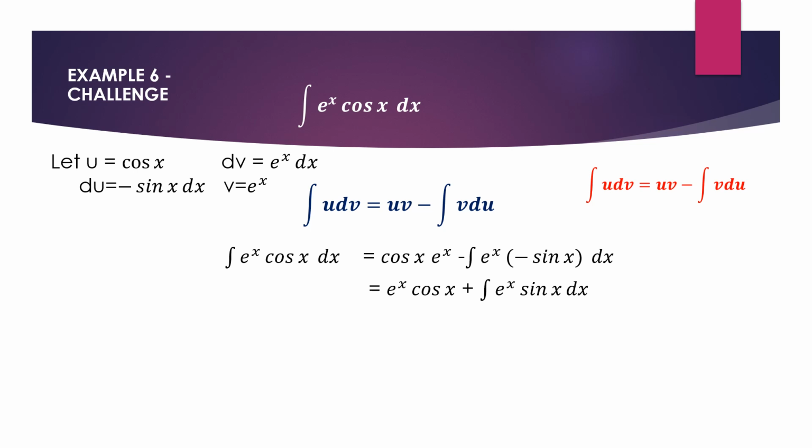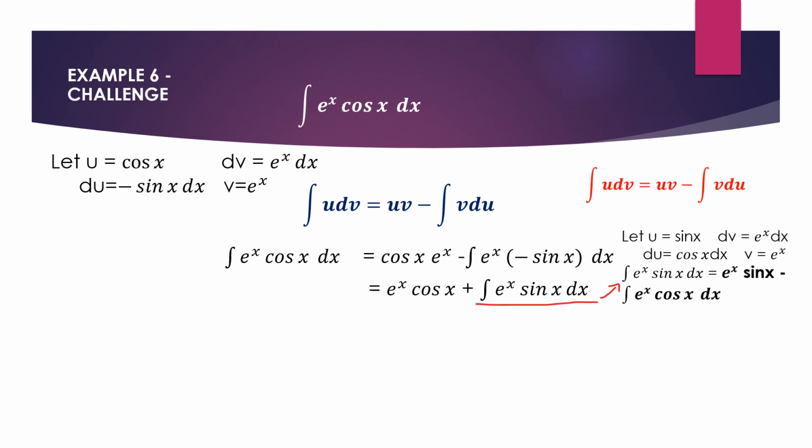Here we get another integral. So how do we do this? Okay, it's easy. Let u equal to sin x here, and dv equal to e^x dx. Let's see what's going to happen. du equal to cosine x dx, and then v equal to e^x. So we finally get integral e^x sin x dx equal to e^x sin x minus integral e^x cosine x dx. Hey, we get another integral.